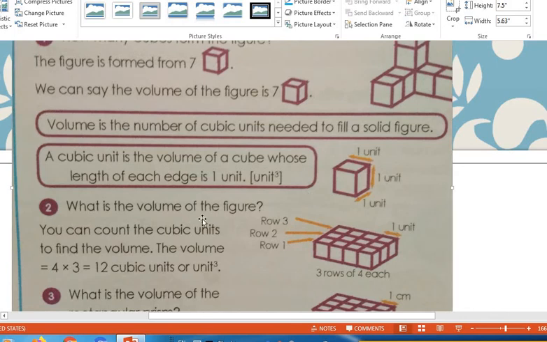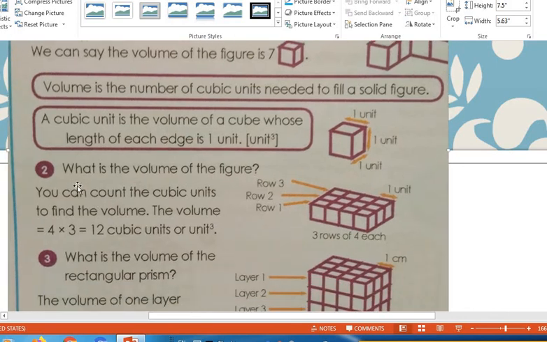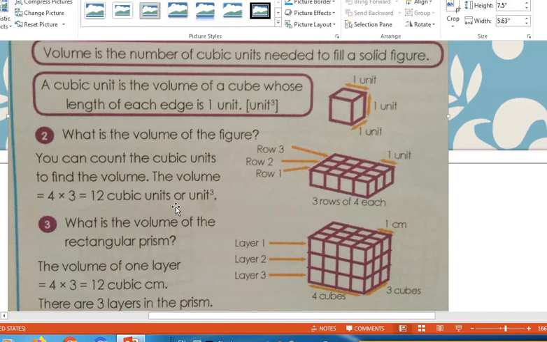Okay, what's the volume of the figure here? We can count the cubic units to find the volume. In this row, I have 4 times 3. Length times width. I count 1, 2, 3, 4, and here 3. So 4 times 3 equals 12. So I have here 12 cubic units or unit power 3.